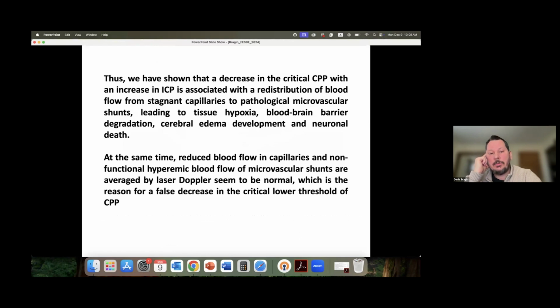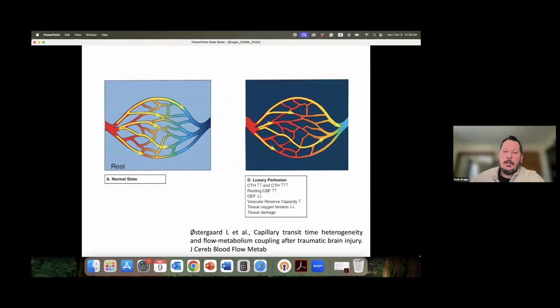At the same time, reduced blood flow in capillaries and non-functional hyperemic blood flow of microvascular shunts are averaged by laser Doppler in clinics and seem to be normal, which is the reason for the false decrease in the critical low thresholds of CPP. And this was also described later on by Leif Østergaard, who developed a hypothesis of heterogeneity based on our discovery.